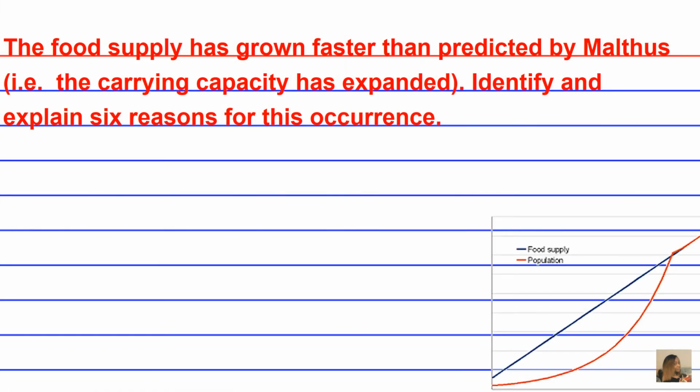All right, so one reason why the Malthusian theory can't be used to predict food supply growth is new technologies. I'll give you a moment to formulate a concise answer that relates to new technologies and food supply. Press pause if you need to.